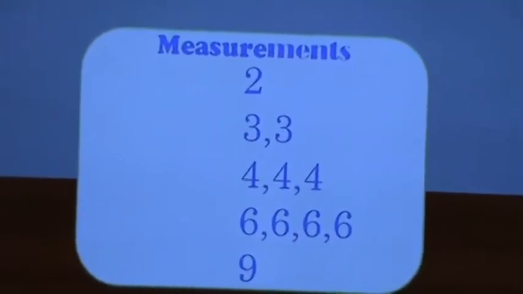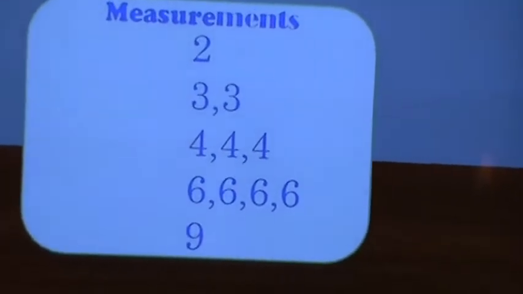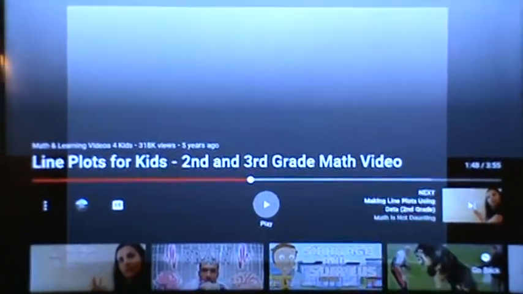We need to put this information into a line plot so we can see this more clearly. To start out the graph, we first need a title. What do you think we should call this line plot? Object measurements or colors? Think about it, they measured objects. They didn't measure colors. So the title of this graph is objects because that's what they measured, not colors.